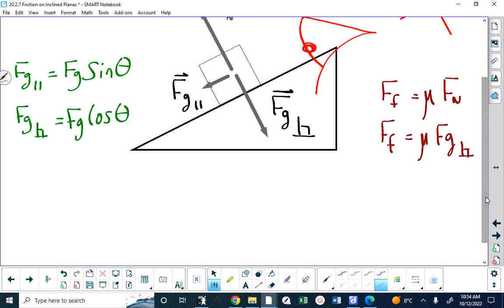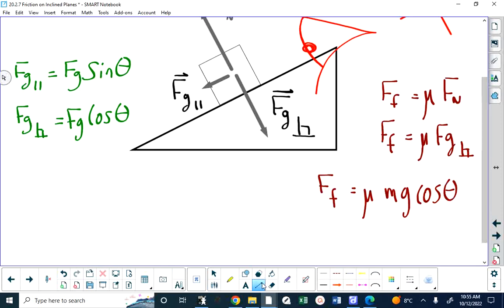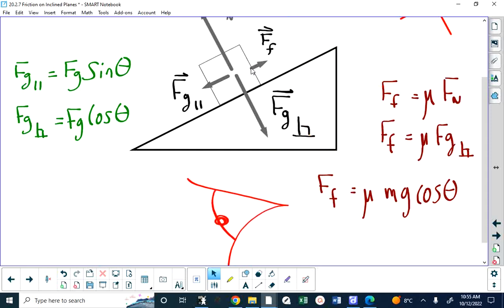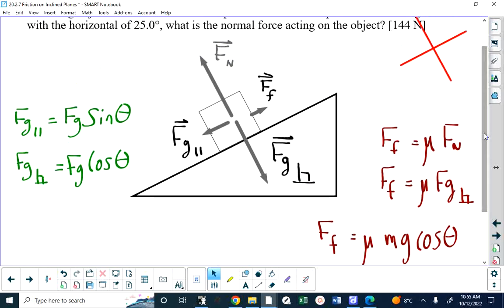That means I can put over here that the force of friction on an inclined plane is mu times mg cos theta. And that would calculate the force of friction, which is in the opposite direction. And you might get a force of friction greater than the force of gravity parallel. And if you do, it just sits there. But if you get a force of friction that is smaller than the force of gravity that is parallel to the ramp, then the box is going to accelerate in the direction of that parallel component of gravity.